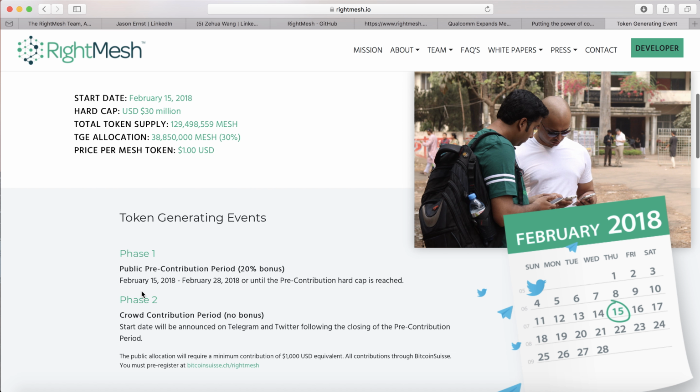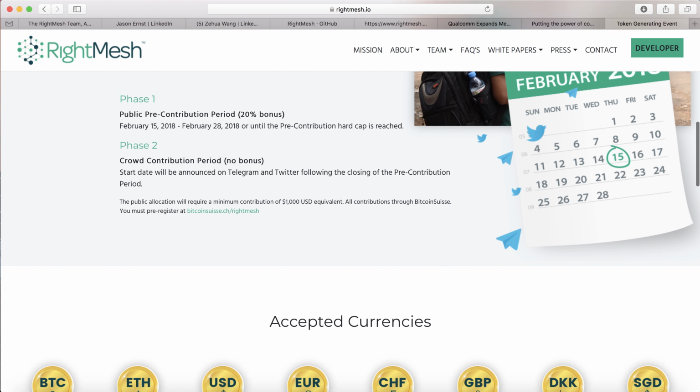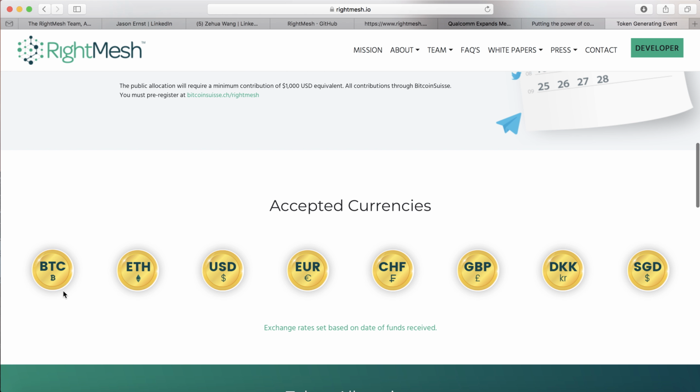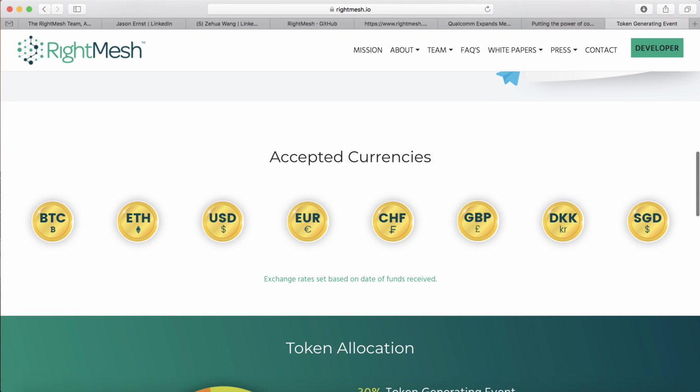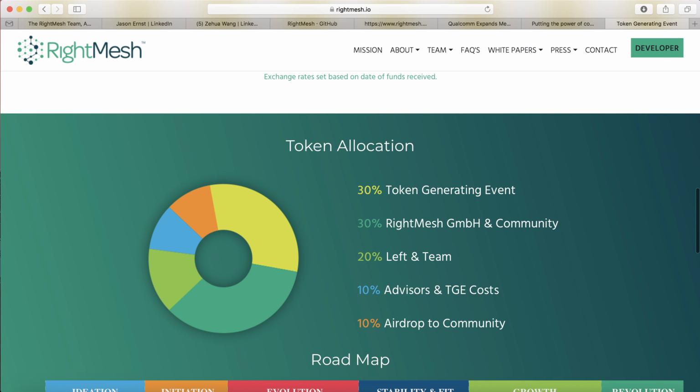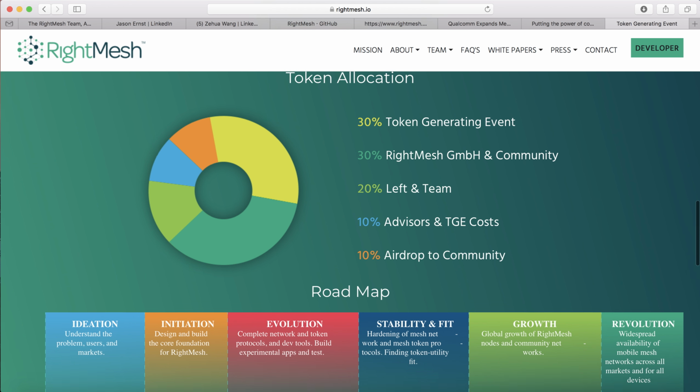February 15 to February 28 is phase one. This is a public pre-contribution, which has a 20% bonus. Phase two, the crowd contribution period, will have no bonus. You can contribute with Bitcoin, Ethereum, US dollars, euros, and other currencies as well. So here's the token allocation, okay?